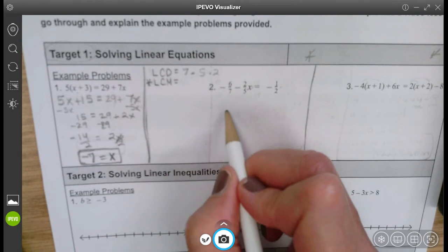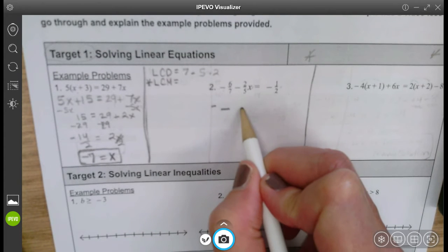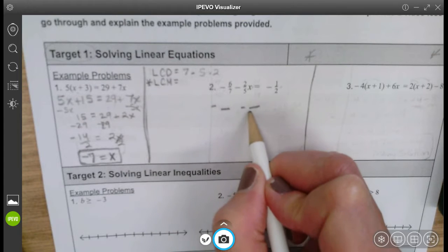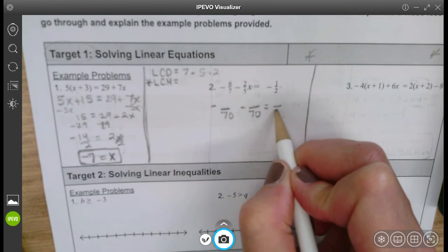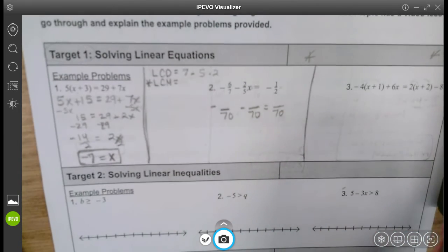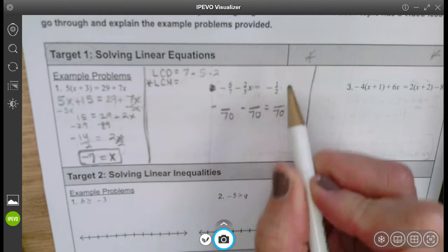So it looks like we're all turning to 70. I'm just going to get that ready. Watch how I do that. I'm getting it ready, keeping the signs and keeping the fraction bars. I know 70 is going to be coming up because that's my goal. Then I can figure out what the new numerators are going to be after I do the multiplication on top.